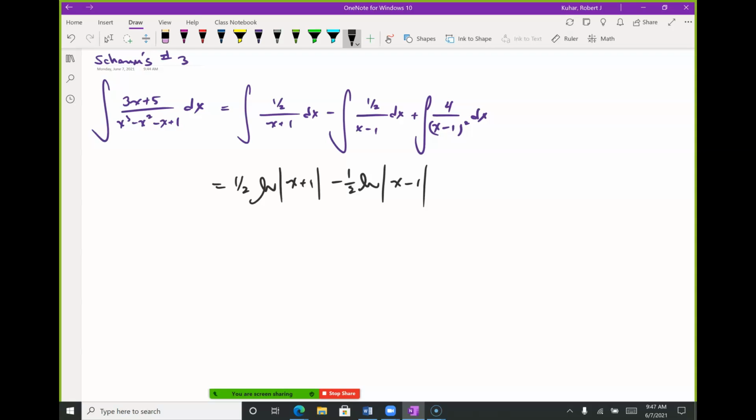The next one is a U sub, right? If U is x minus 1, then DU is DX. So I have 4 over U squared du, and that's just a power rule.